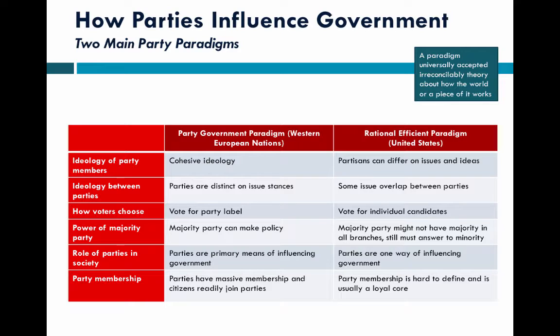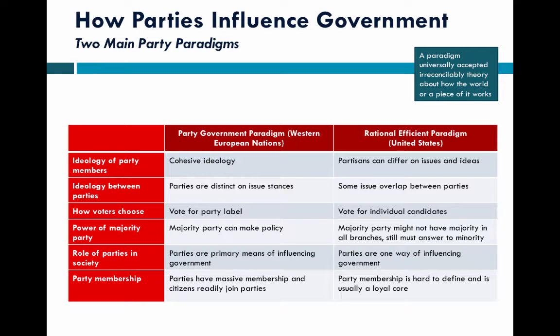There's also this idea of how parties influence government. So there's two main party paradigms that might help us understand a little bit better how our party system either is similar or different from those in Western Europe. And this is a generalization. This is not to say that every government outside of ours in Western tradition follows these rules, but quite often what I hear students say is, why aren't our parties more like those in the UK or in France or in Germany? Well, there's some structural reasons behind that, but there are also some ideological reasons.